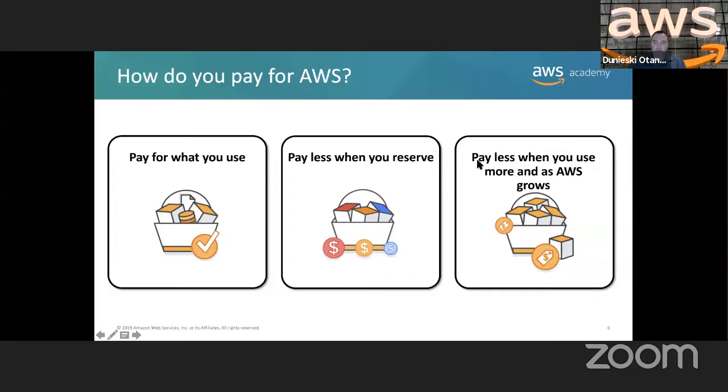Okay. And also, you pay less when you use more. The more services you use, the more you're going to save, right? Because you have it like a bundle of services. So when you reserve, you pay less. When you use more, you pay less. And as AWS grows, AWS can give discounts to the customers, and then you're going to pay less. So 4 different ways to pay for AWS. Pay for what you use, pay less when you reserve, pay less when you use more, and as AWS grows. Don't forget those four. They're going to be on your exam.